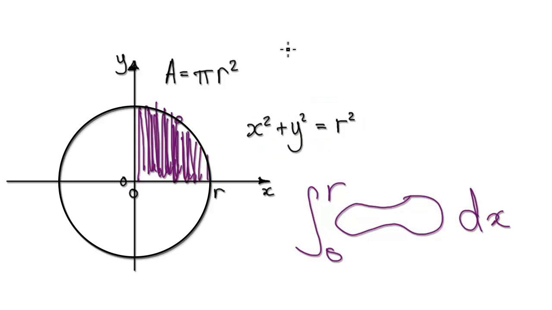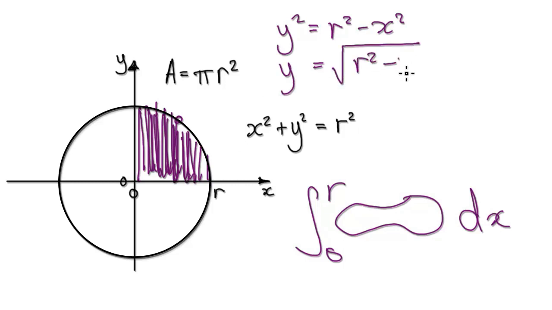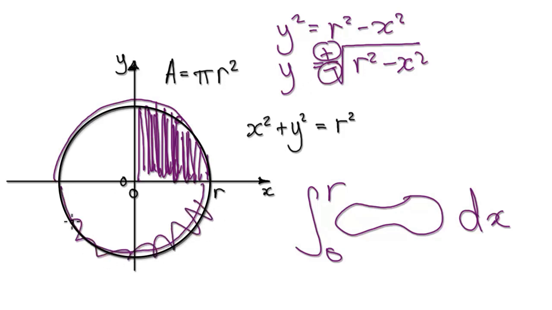So take away x squared from both sides. That will then be this thing here, y squared, and then square root both sides. So y equals plus or minus the square root of r squared minus x squared. Now the positive square root will give us this thing here. The negative square root will give us this thing here. We're not interested in the negative side, so let's just concentrate on the positive side.